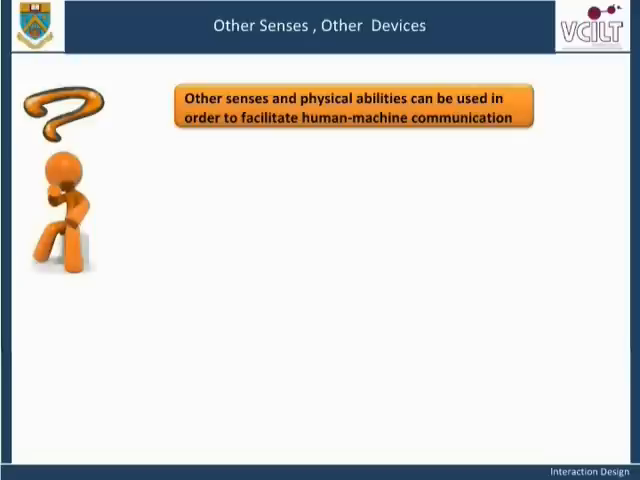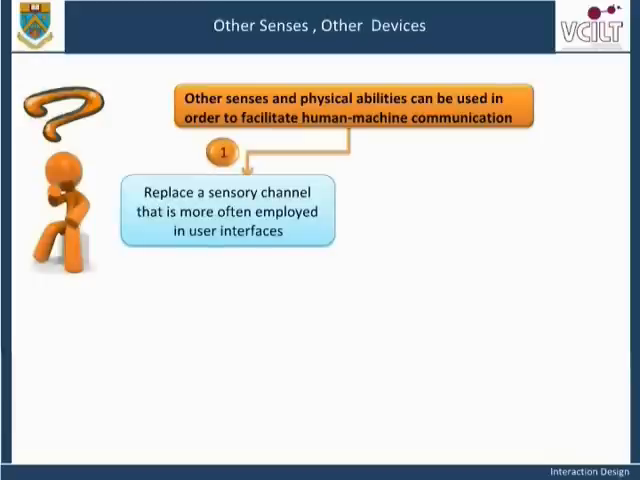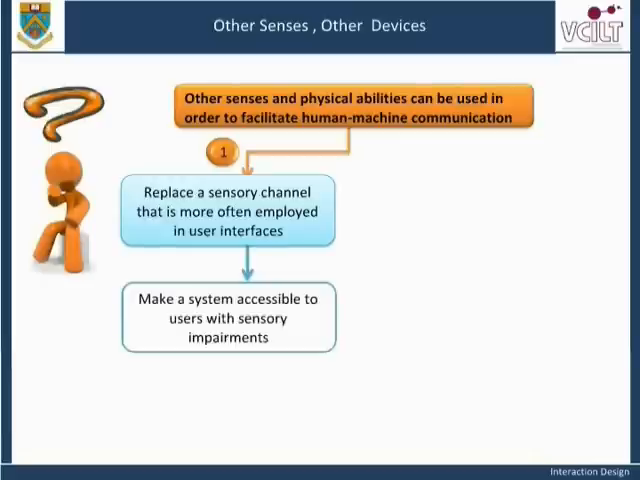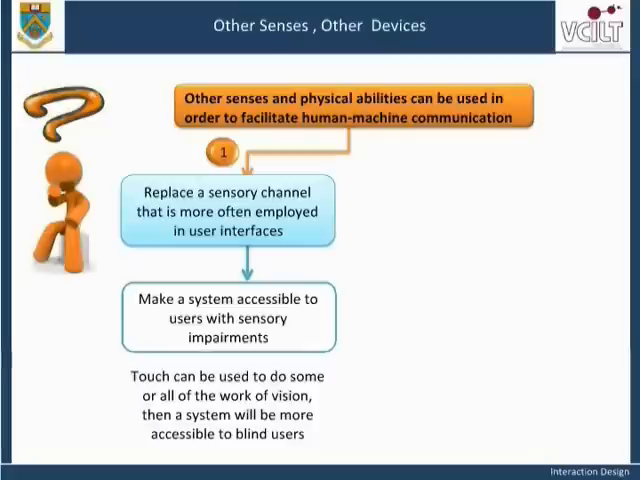The use of other senses is usually proposed for one of two reasons. The first is to replace a sensory channel that is more often employed in user interfaces. This is typically so as to make a system accessible to users with sensory impairments. For instance, if touch can be used to do some or all of the work of vision, then a system will be more accessible to blind users.